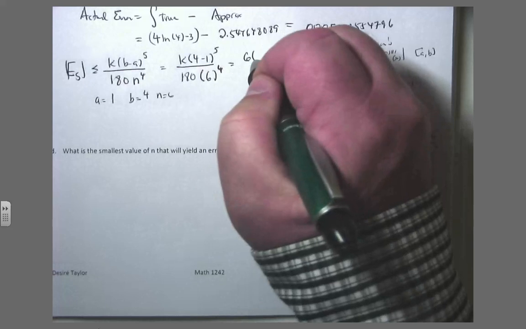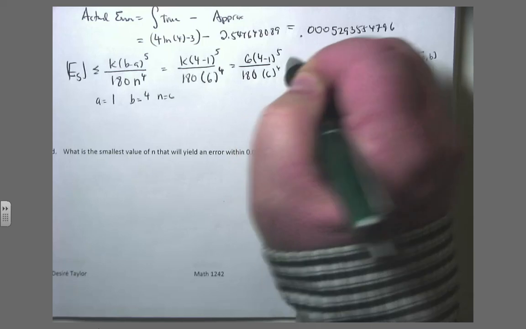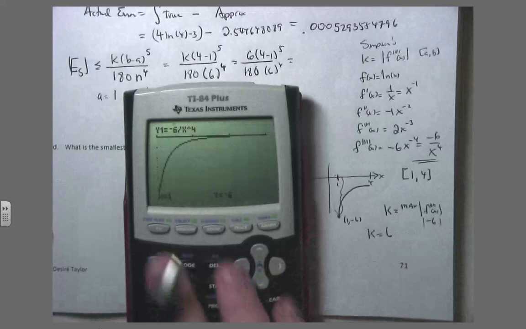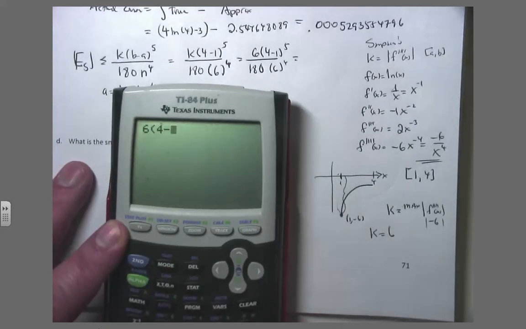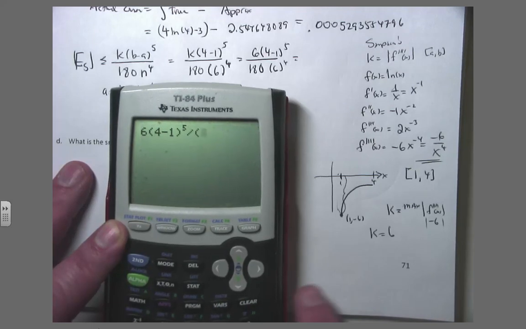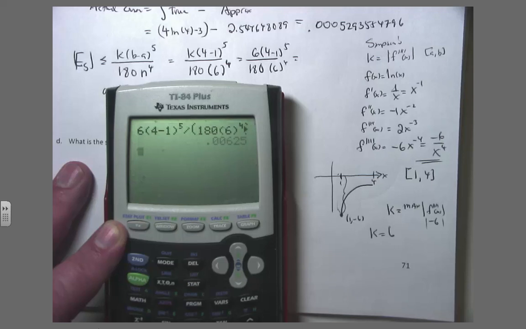This will be 6 times (4 minus 1) to the 5th over 180 times 6 to the 4th. And let's see what we get for the error. And again, plug it into my calculator here. I get 6 times (4 minus 1) to the 5th divided by parentheses around the denominator, 180 times 6 raised to the 4th power, close parentheses around the denominator. And what do I get?